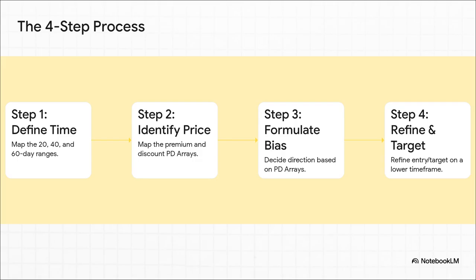Step 1. Define your time by mapping out those 20, 40, and 60-day ranges. Step 2. Identify your price levels by mapping the premium and discount PD arrays. Step 3. Formulate your directional bias. Where is price likely headed? To a premium or a discount level? And finally, Step 4. Refine your entry and target on a lower time frame.